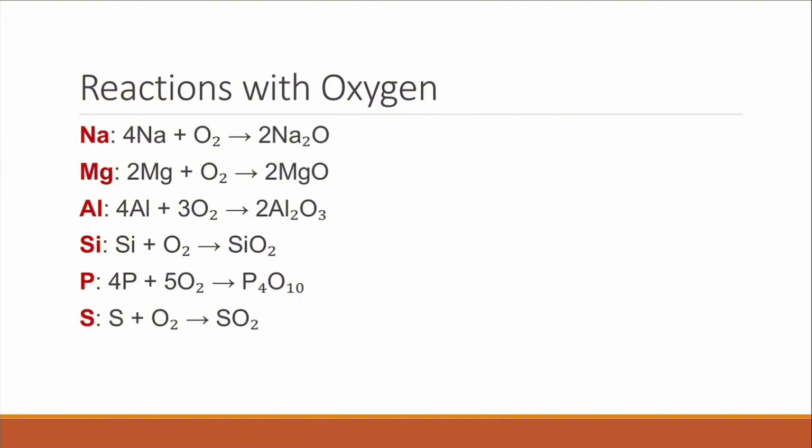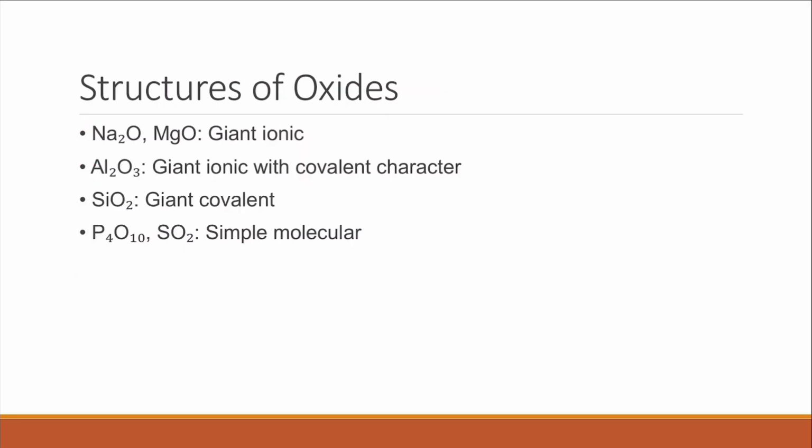Reaction with oxygen for the period 3 elements: they react with oxygen to give you the oxides. So sodium will give you sodium oxide, magnesium oxide, aluminum oxide, and silicon oxide. As we can see, the only one that you need to memorize because it doesn't follow what you expect is the reaction between phosphorus and oxygen, because the formula of this oxide is P4O10. It's not the expected P2O5.